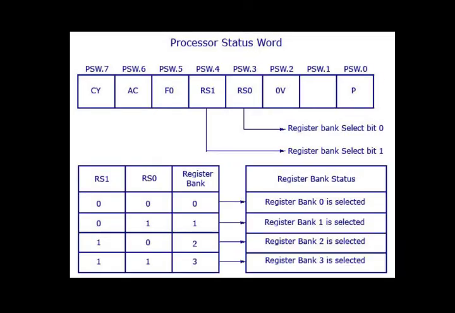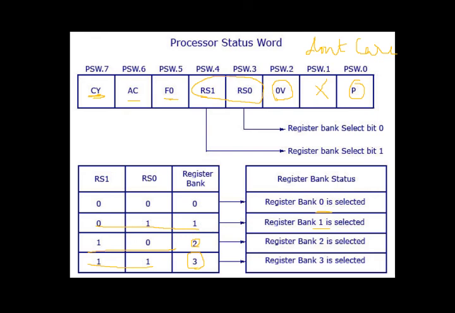For the program status word, the first is the carry flag, then the auxiliary carry. F0 is the user flag, and then the register select bits. Based on the register select bits, your bank can be accessed. If it is 00, bank 0 will be accessed. If it is 01, bank 1 will be accessed. If it is 10, bank 2, and if it is 11, bank 3 will be accessed. Then you have an overflow flag. The next bit is X, a don't care bit. There is no need to care about it. It can be either 1 or 0 depending upon the application. And the last part is the parity flag.